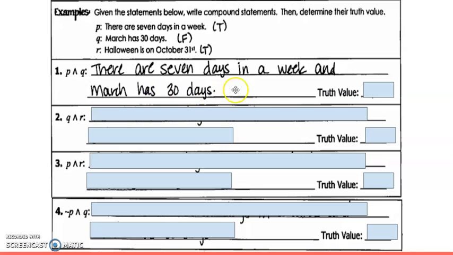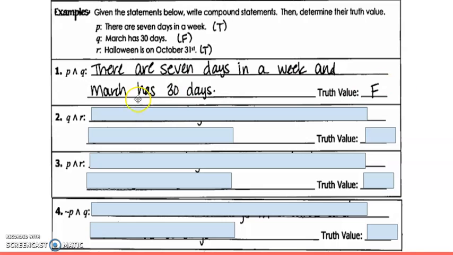So that's going to look like there are 7 days in a week and March has 30 days. So I'm just writing it all out. If you want to shorthand this, you can, but you need to make sure that we have the important parts. So 7 days in a week, March has 30 days. When we look at the truth value, remember that the and symbol means that we have to have both statements as true. Well, we know that P is true, but Q is false, which means the truth value for this conjunction is also false, because not both statements are true.